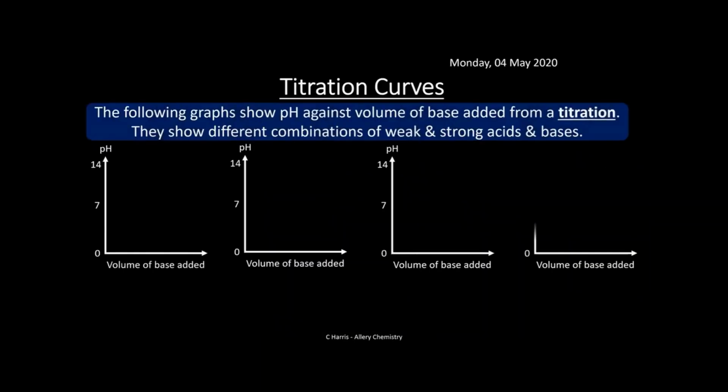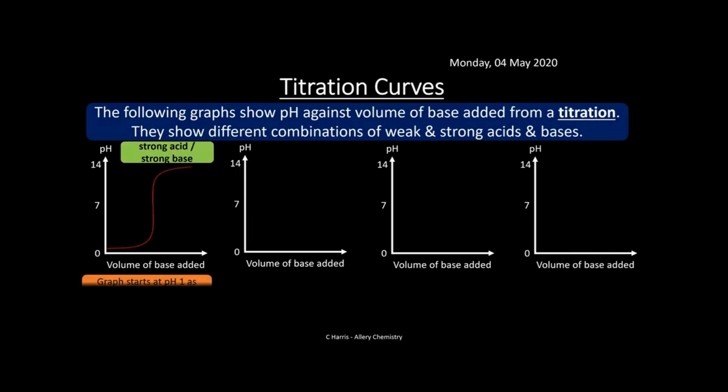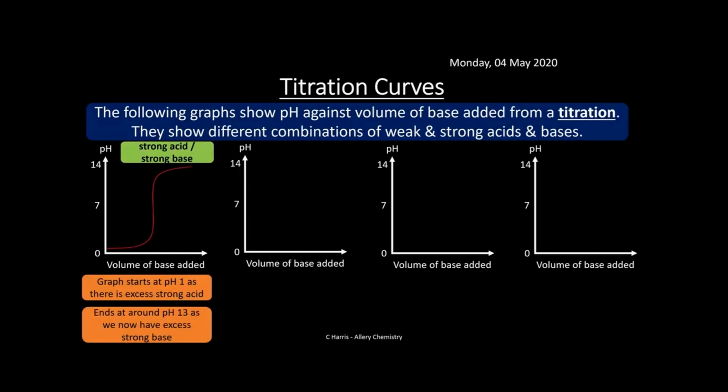Okay, so let's look at titration curves. The following graphs show pH against the volume of base added from a titration. So we've seen the mechanics of a titration, and what this shows is different combinations of weak and strong acids and bases. Okay, so what we're going to look at first is strong acid, strong base. The graph starts at pH 1.